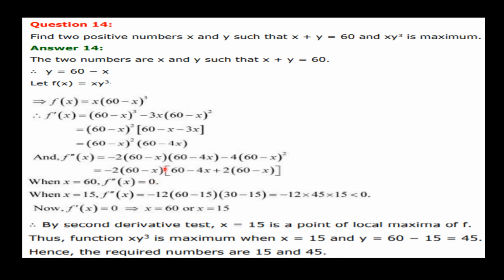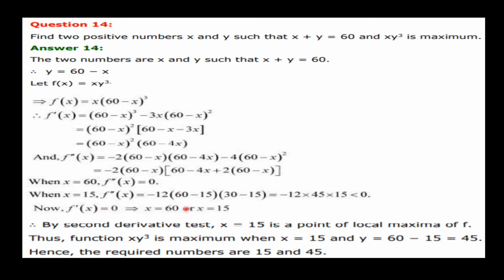Okay, my children. Here we have to find the critical points. So if you take 60 minus x is equal to 0, then we get x is equal to 60. When x is equal to 15, how do you get 15? 60 minus 4x is equal to 0. Then what will you get? X value 15 only. So these are the two critical points we get by solving the equation f dash of x is equal to 0. Okay, my children. Here we got 60 and 15 as two critical points.